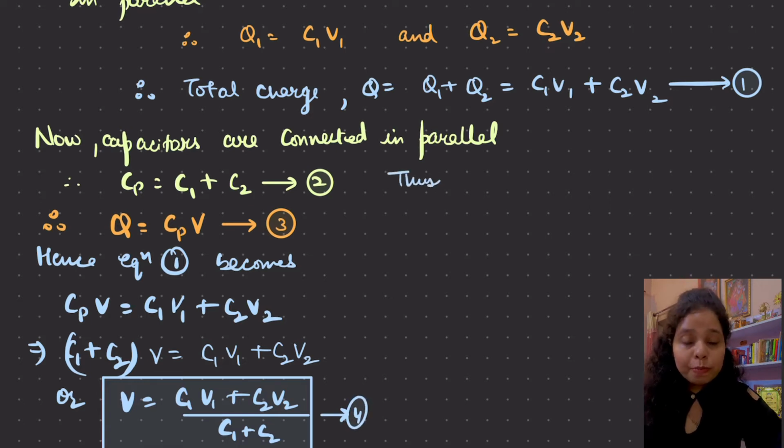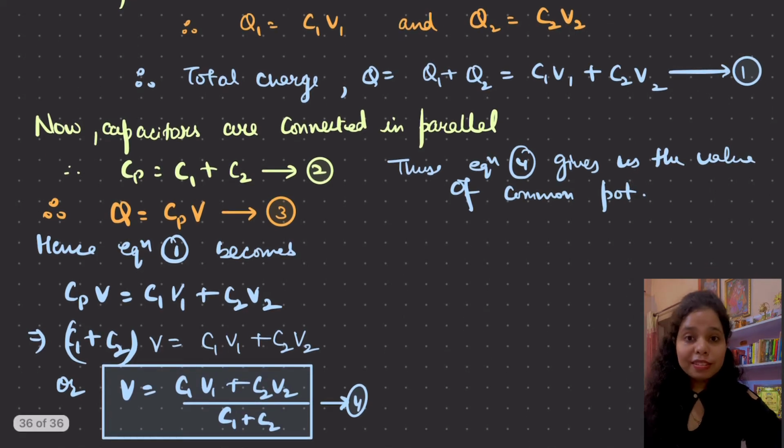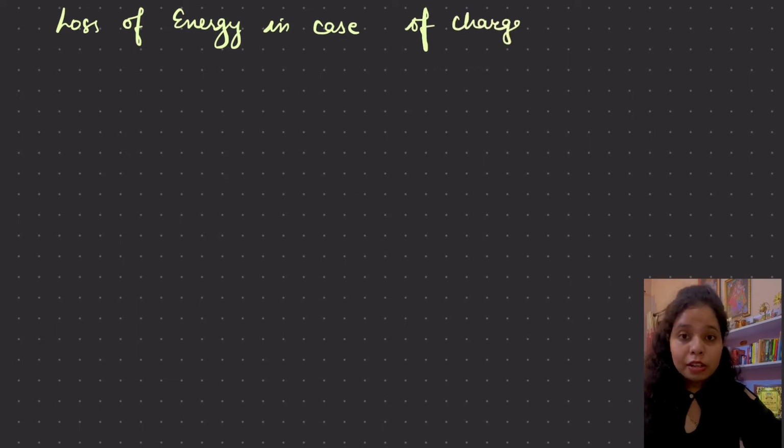So if two capacitors of different capacitances are connected in parallel such that their potentials are different, then their common potential is V equals C1 V1 plus C2 V2 divided by C1 plus C2. This is the common potential which the capacitors have reached. Now we will find that there is always a loss of energy when there is charge sharing. When we connected the capacitors in parallel, both the capacitors shared their charge. So there is always a loss of energy, and we will prove it.